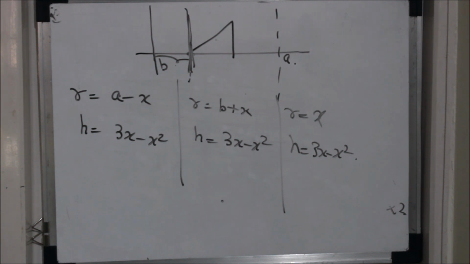So whenever you revolve along a vertical line and you are using the shell method, make sure this is clear. Your height will remain the same, which is nothing but the function, and radius will be one of these three. Either it will be x, or something plus x, or something minus x, depending on where your line is.